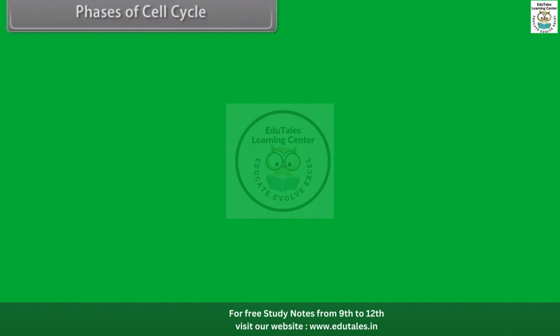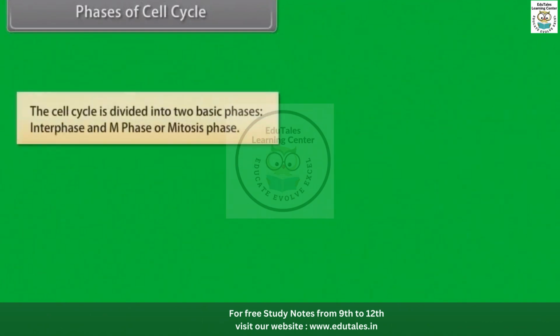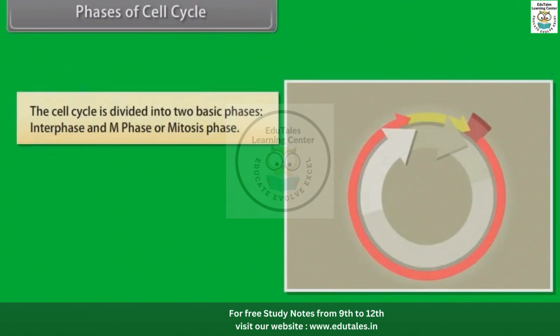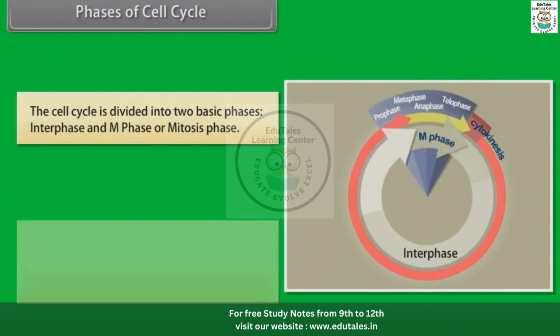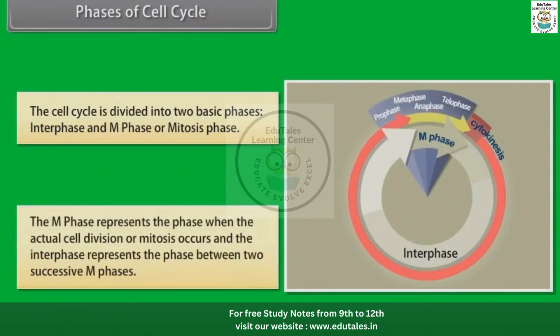Phases of cell cycle. The cell cycle is divided into two basic phases: interphase and M phase or mitosis phase. The M phase represents the phase when the actual cell division or mitosis occurs, and the interphase represents the phase between two successive M phases.